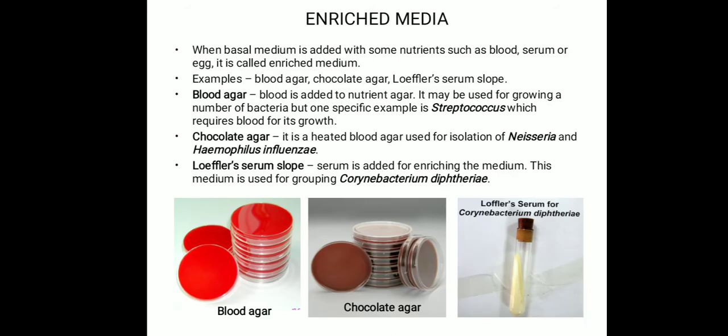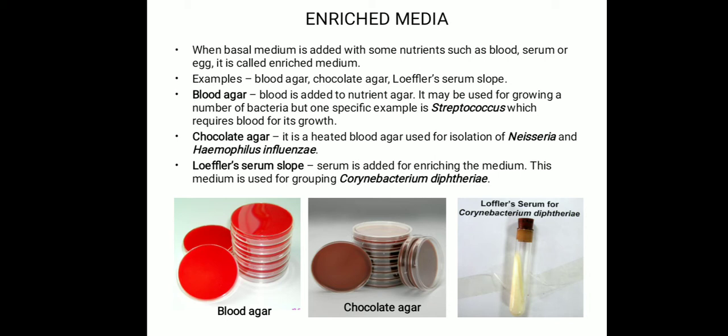The first media we are going to discuss under complex media is the enriched media. Here you will see examples like blood agar, chocolate agar and Loeffler serum slope. When basal medium is added with some nutrients such as blood, serum or egg, it is called an enriched medium because it is enriched with extra nutrients. The examples I have mentioned are blood agar, chocolate agar and Loeffler serum slope.